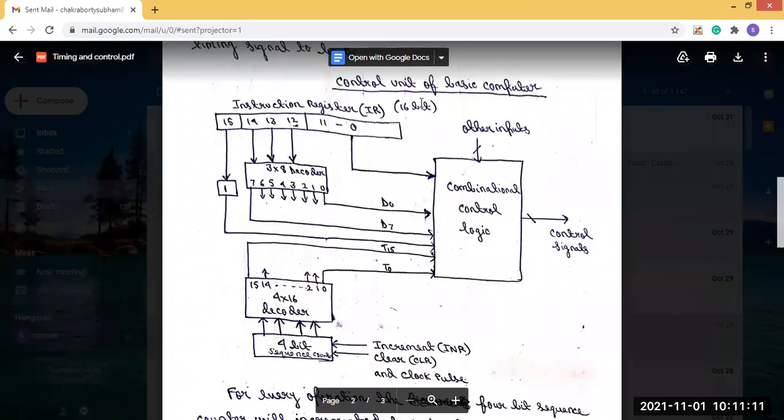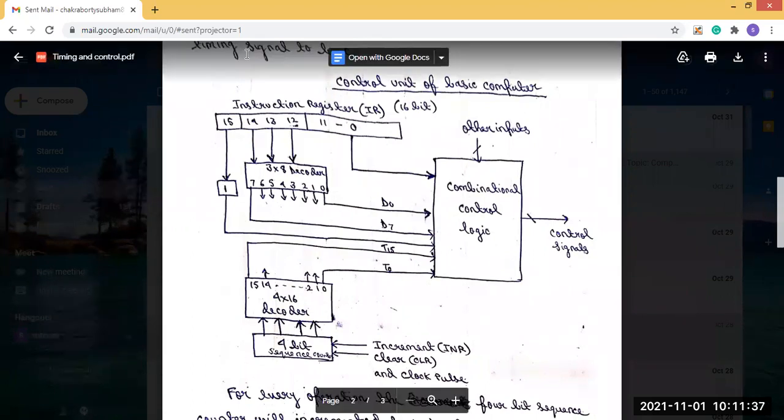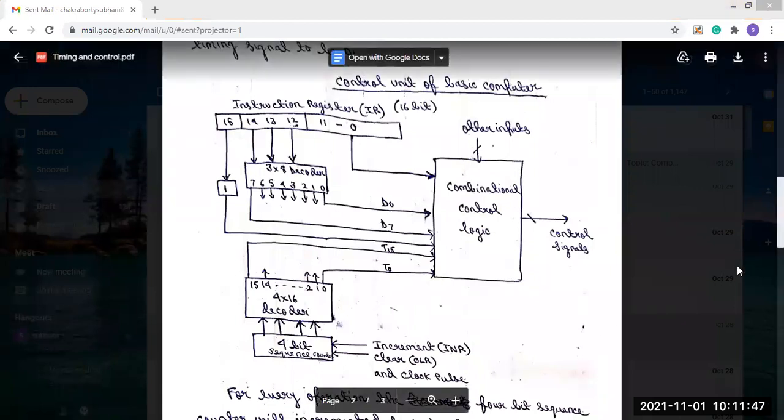Now, what is this 4-bit sequence counter? It has 3 operations. What are the 3 operations? One is INR, that is increment. One is CLR, that is clear, and another operation is the clock pulse. So these 3 operations are present in the sequence counter: increment, clear, and clock pulse.